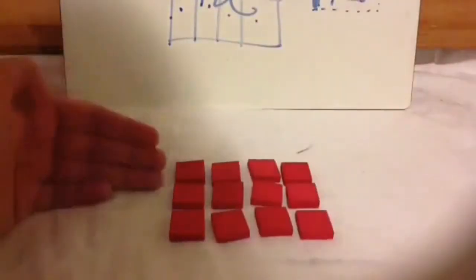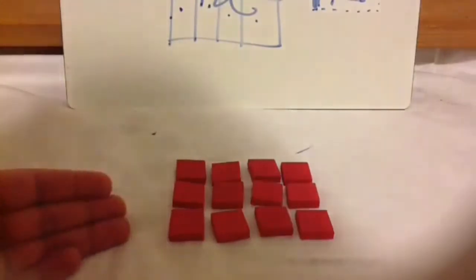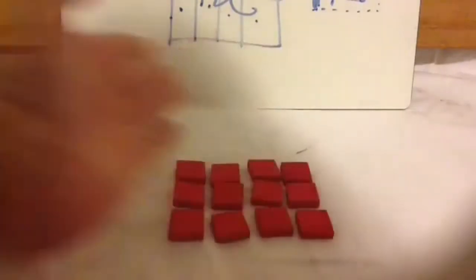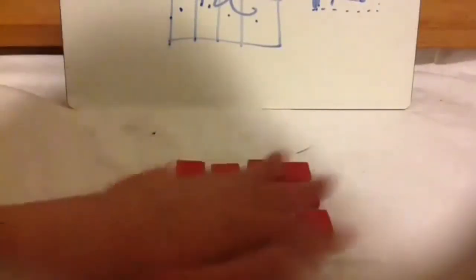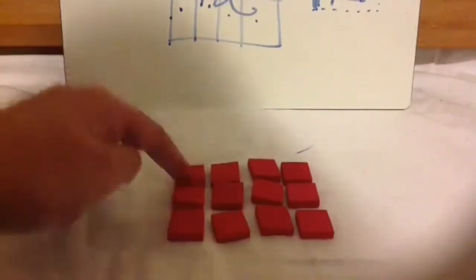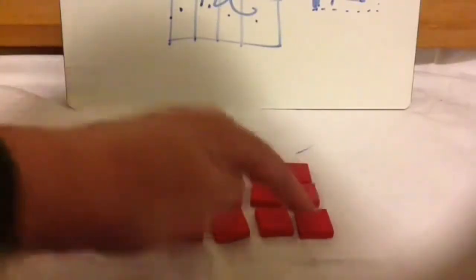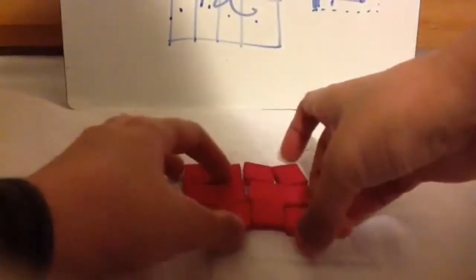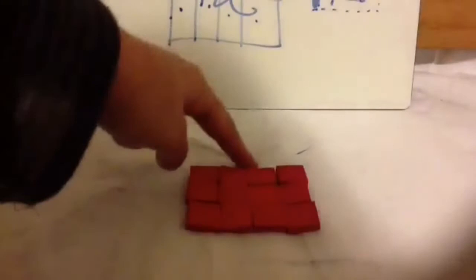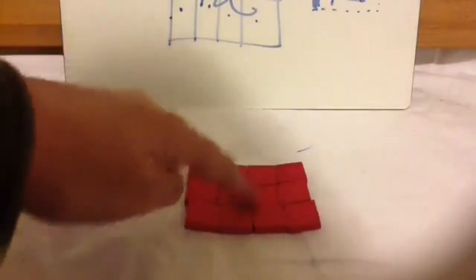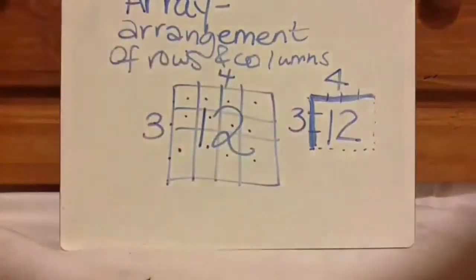divided into 3 rows. Each row has 4, or how do I explain it? I have 12 pieces that are in 3 rows. Each row has 4. 1, 2, 3, 4. So that's a row. 1, 2, 3, 4. That's a row. 1, 2, 3, 4. That's a row. So this array is not only a representation of 3 times 4, it's also a representation of 12 divided by 3 equals 4, or 12 divided by 4 equals 3, which matches up with this division problem.